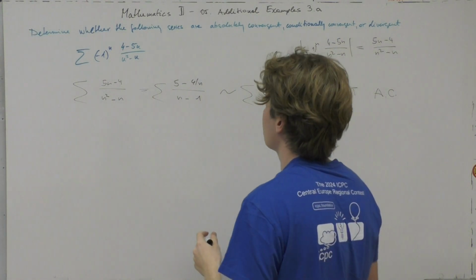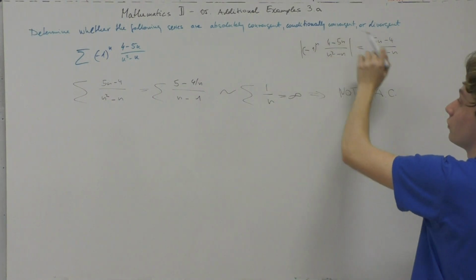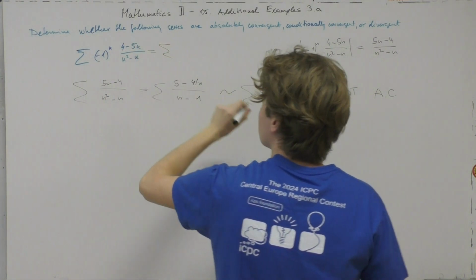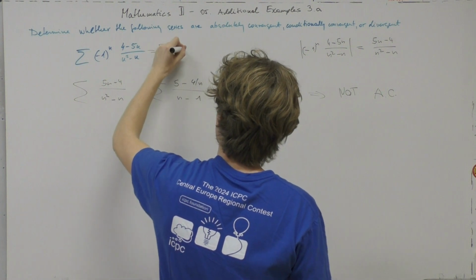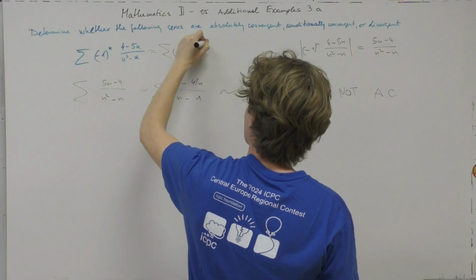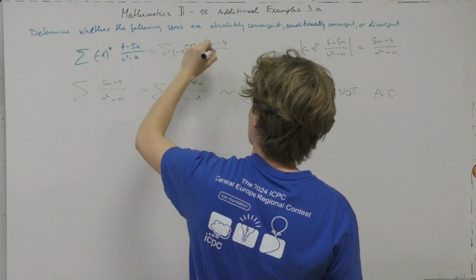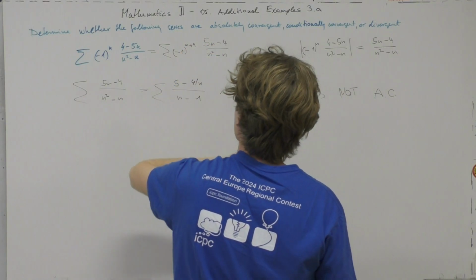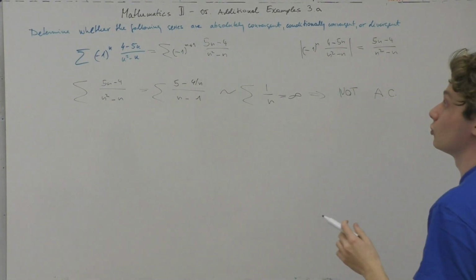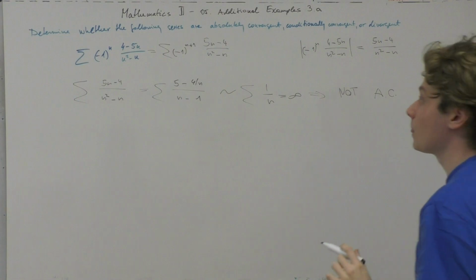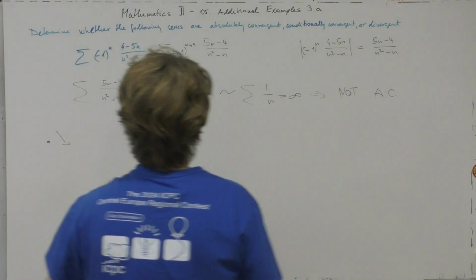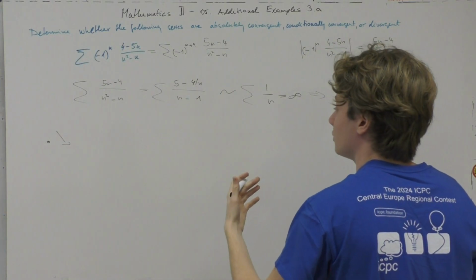The second thing to do is to check for conditional convergence. To do that, let's rewrite this series. This series is nothing else but (-1)^(n+1) times (5n - 4) over (n^2 - n). And we should use the Leibniz criterion to check for conditional convergence. The first thing we need to check is whether the general term is decreasing.